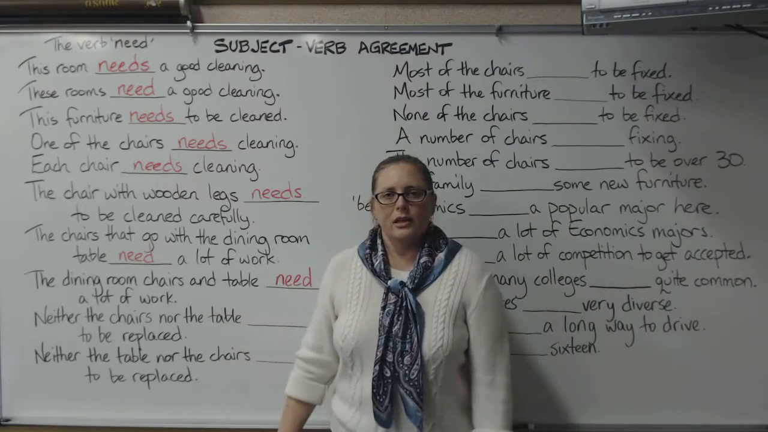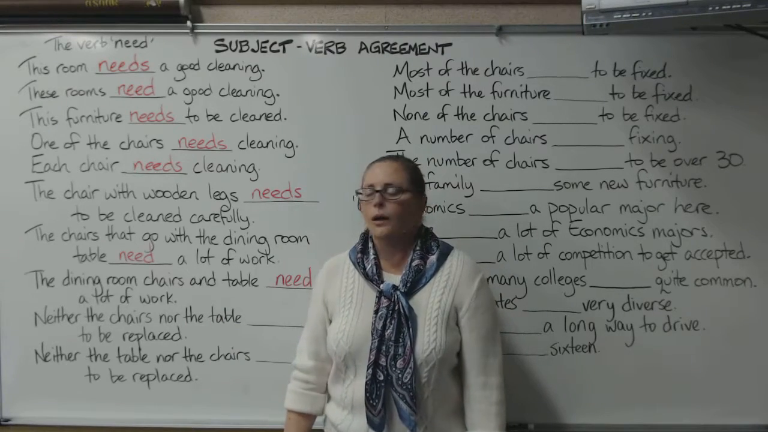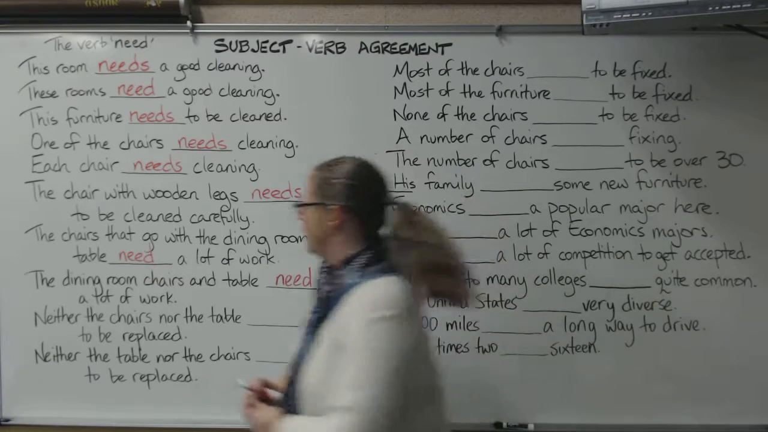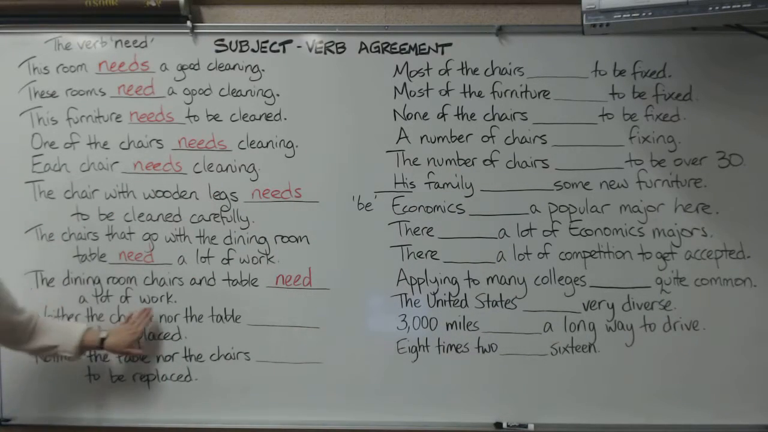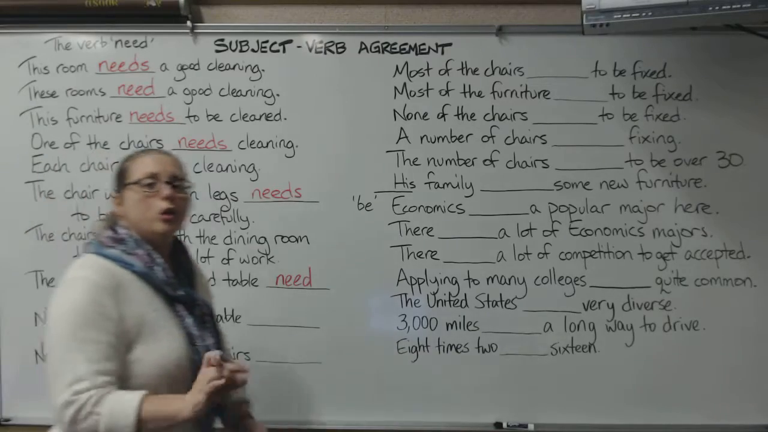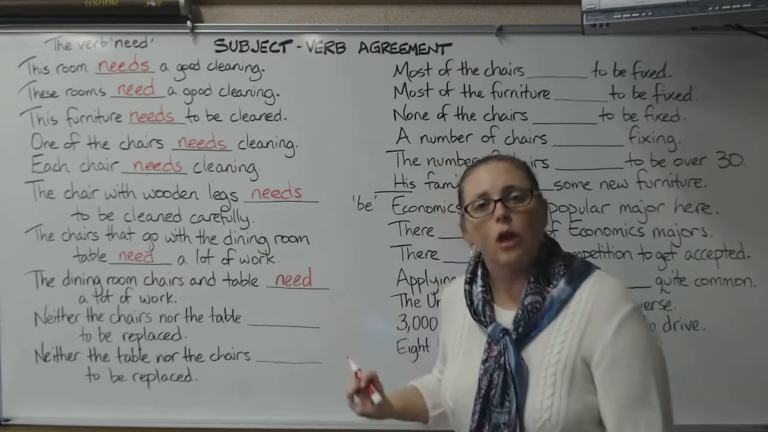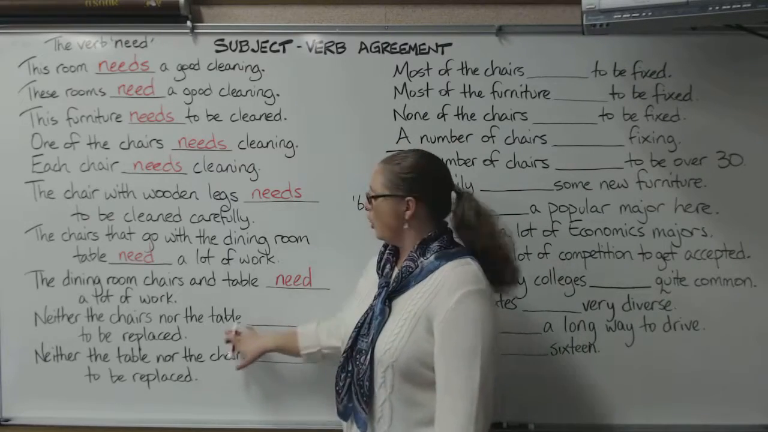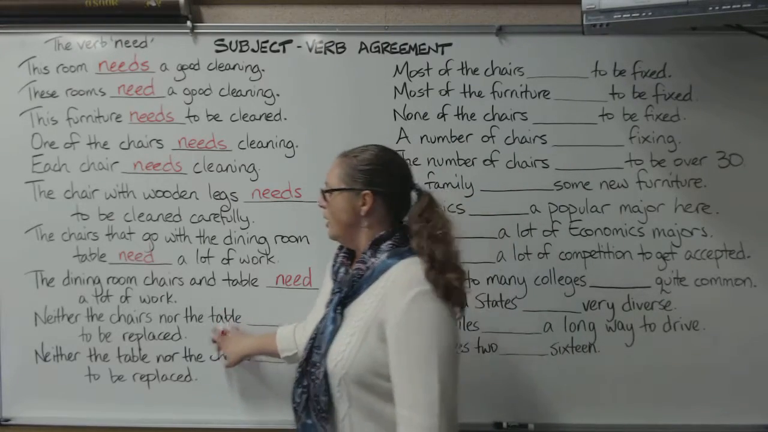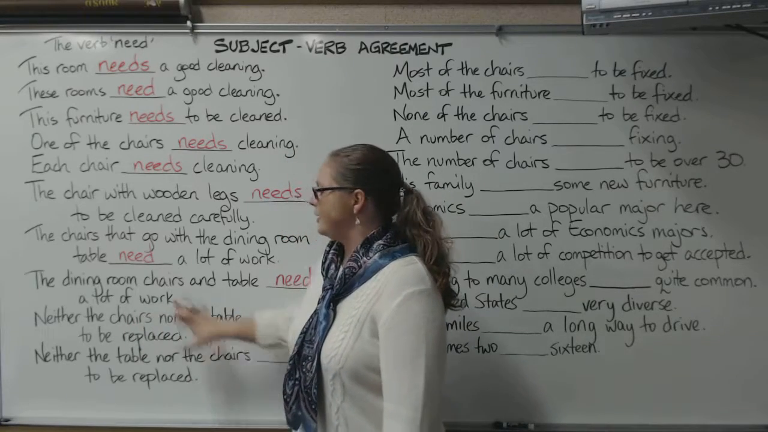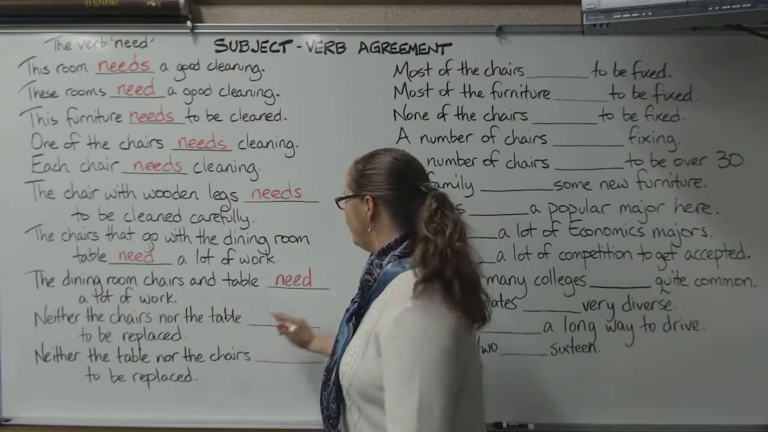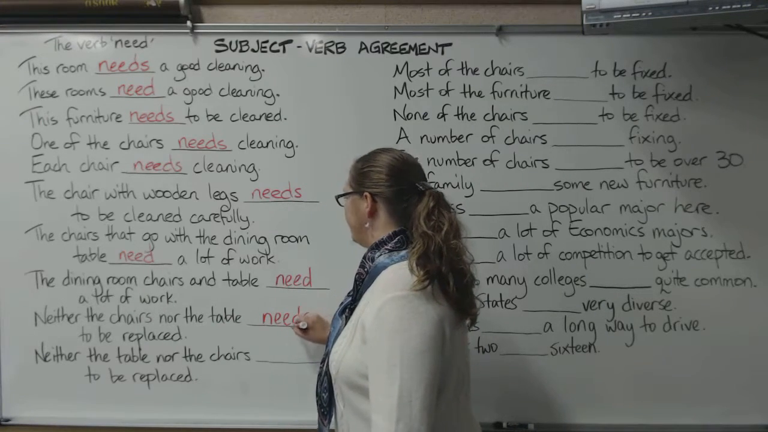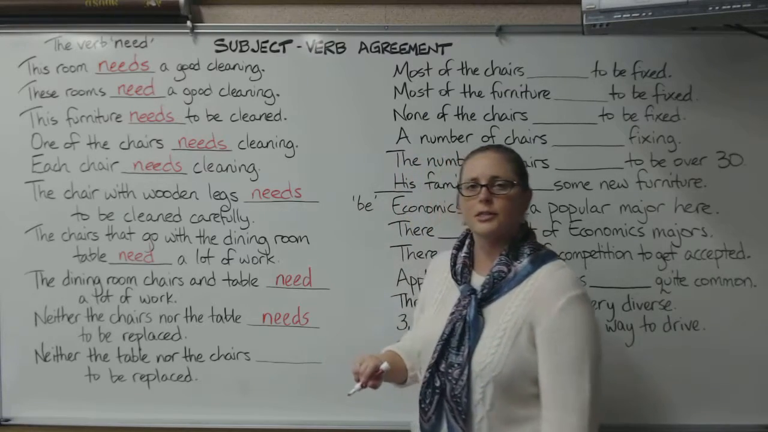Neither nor. This is a little bit confusing because when you have neither nor or either or, which is just taking off the N from both of these, you go with the subject that is the closest to the verb. The subject closest to the verb. Here's your verb. Go with this subject. Because we've got two subjects here and it's a negative idea, you go with this. So we're going to say needs. Neither the chairs nor the table needs to be replaced.